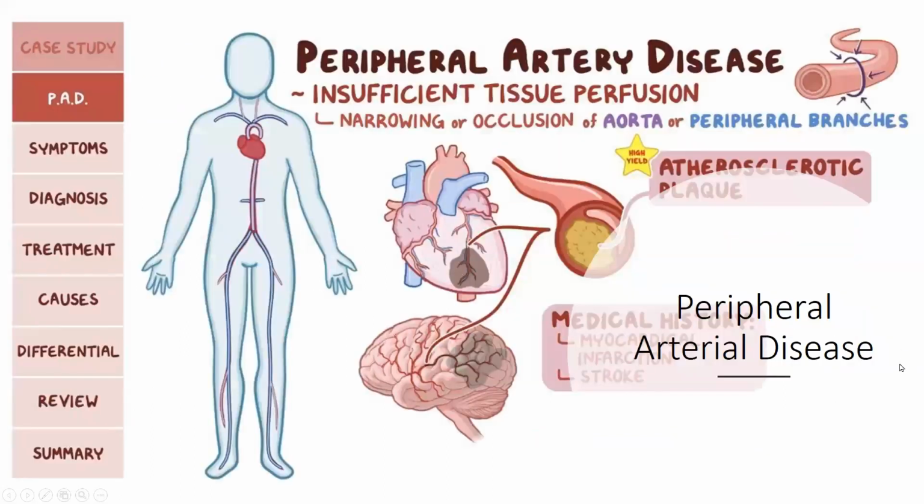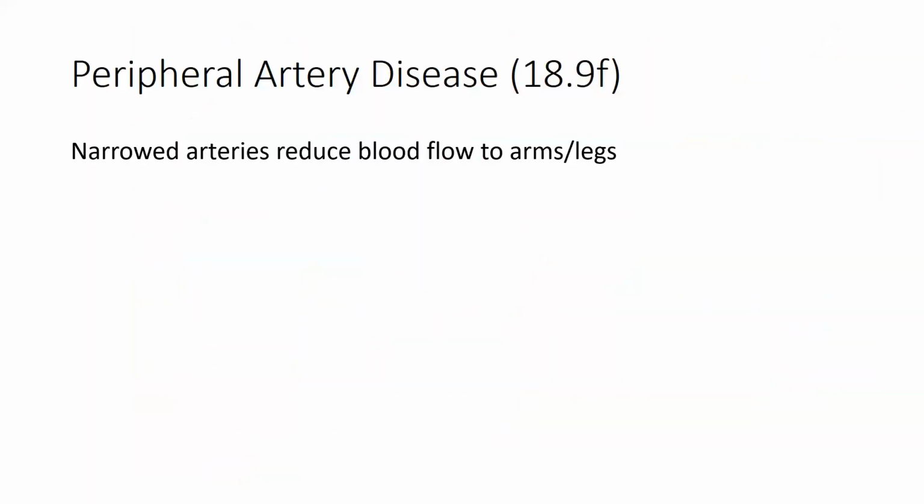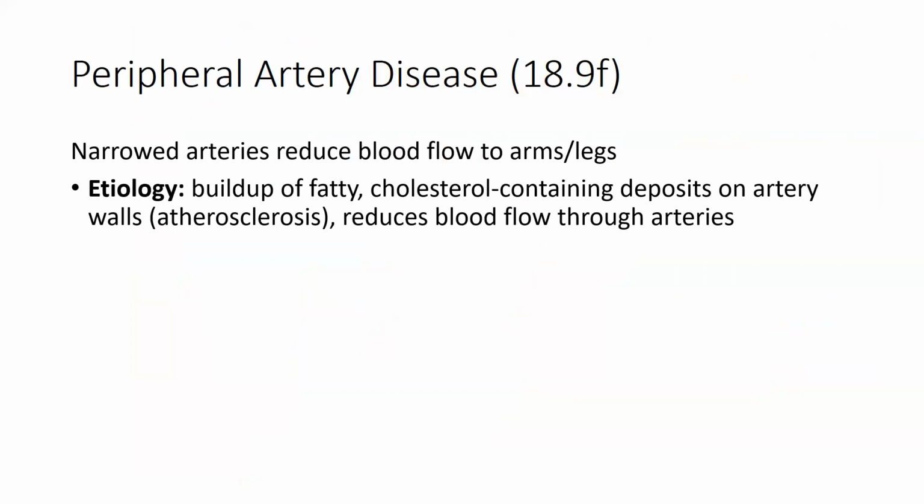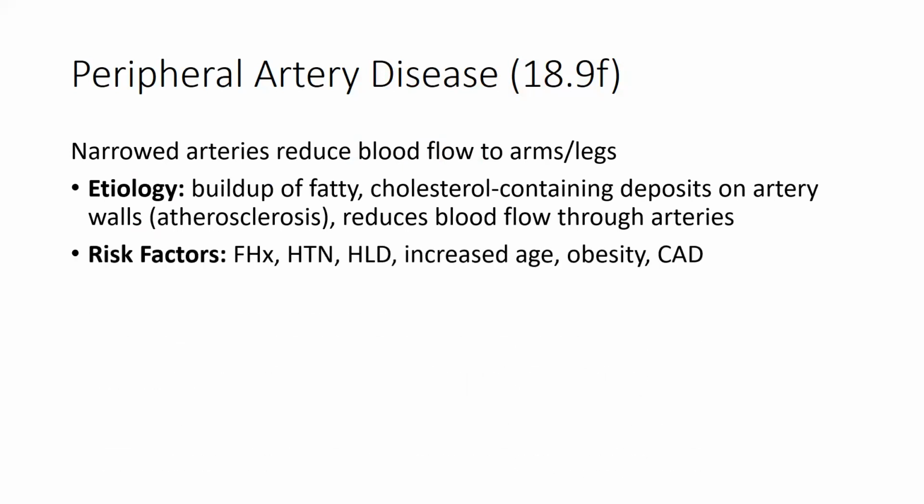Then moving into peripheral arterial disease. So insufficient tissue perfusion is really what we're dealing with here. This could be narrowing or occlusion of the aorta or of the peripheral branches. The narrowing or occlusion is typically due to atherosclerotic plaques. That's your high yield piece here. You could see previous history of myocardial infarctions or strokes, or it could even lead to that. Peripheral artery disease, so narrowed arteries, you'll see that atherosclerosis or atherosclerotic plaque is going to be really your big etiology here because it's going to reduce blood flow.